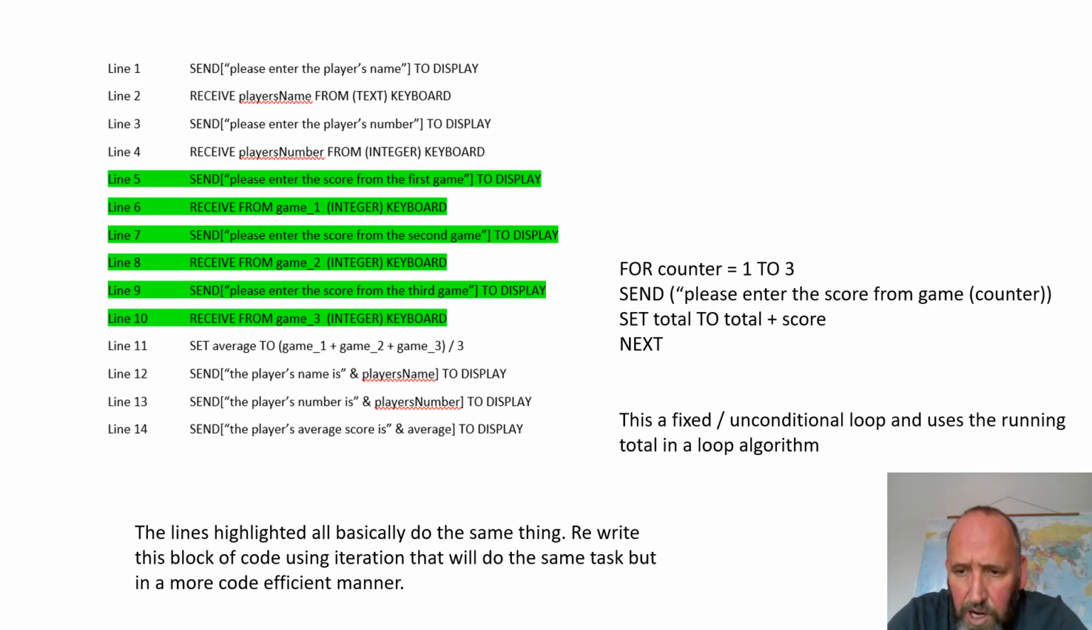So this is a fixed unconditional loop, and it's a running total in a loop. That's the algorithm. We've got a running total, set total to total plus score. There's a running total in a loop, and in this instance, it's a fixed loop.